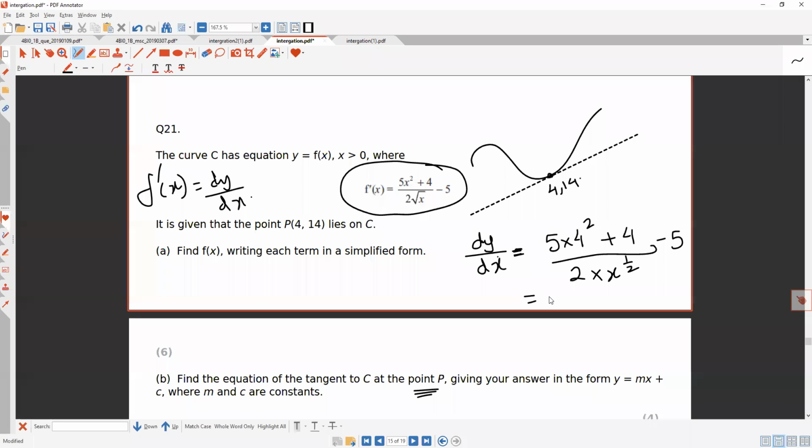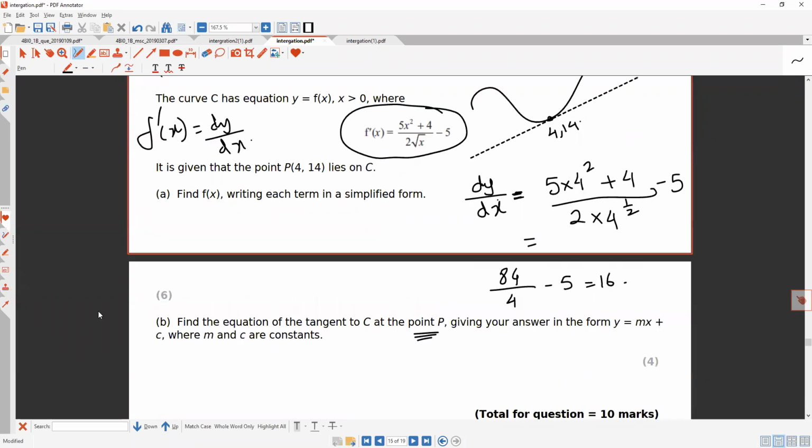Hello? Did anyone try? By the way, gradient. So 5 into 4 square, that is 80. 80 plus 4, 84. 84 divided by, oh, I made a mistake. It has to be 4 raised to half over here. Okay, 4 raised to half. So you have 84 on top, and bottom you have 2 into root of 4. So that's 4 over here, minus 5. So 84 divided by 4 minus 5, that's 16. The gradient is 16.